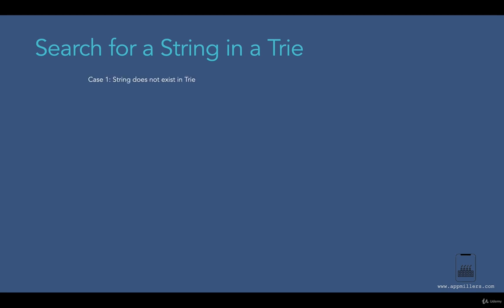String does not exist in trie. So let's say we have a trie like this and we are searching for a string which does not exist in this trie. The string that we are looking for is BCD, and in our trie we have API. So we can easily see that this string does not exist in this trie. But how can we check it?